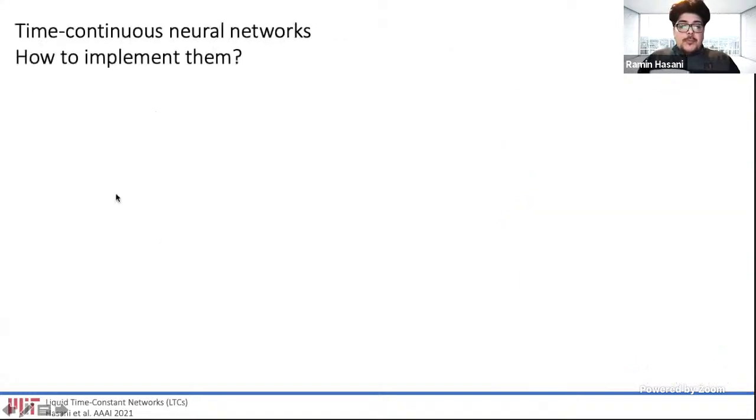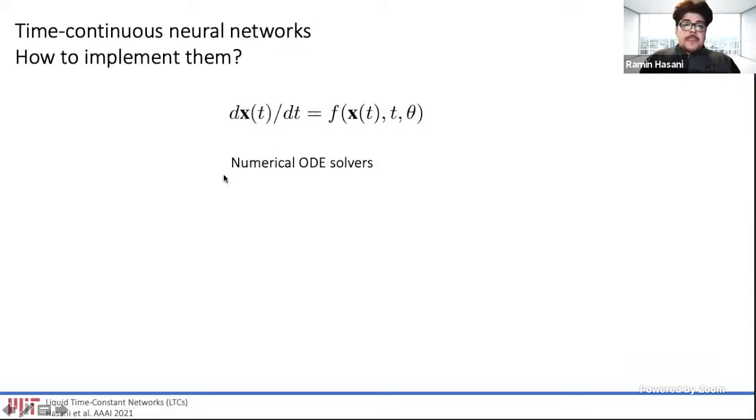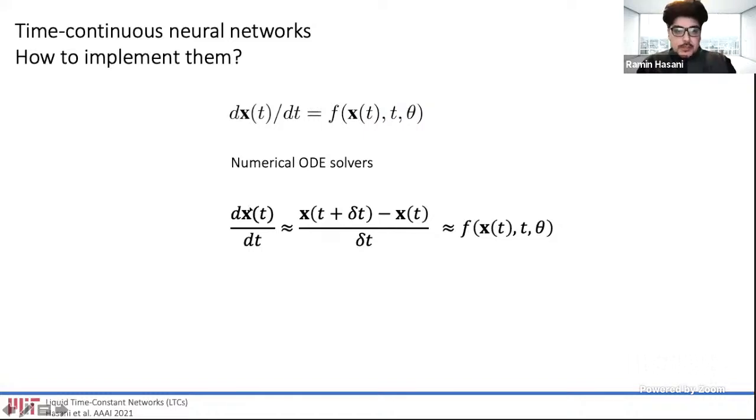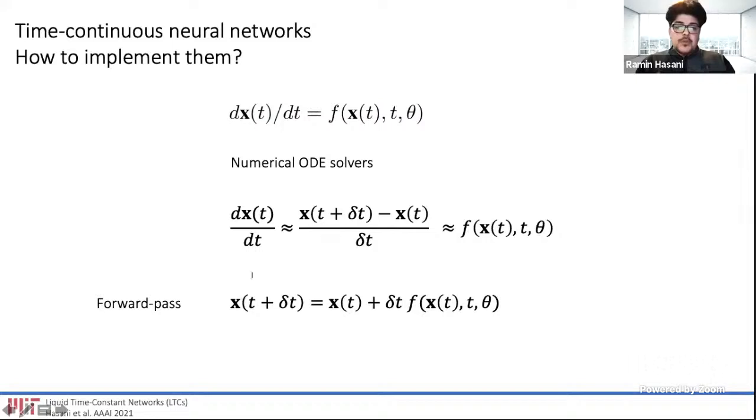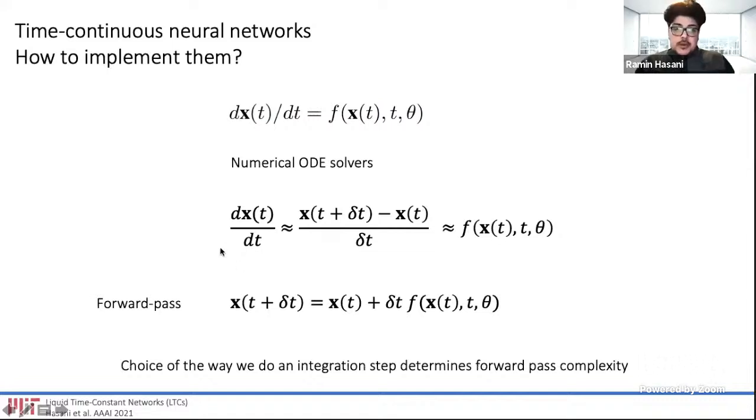So how do we implement these time continuous neural networks? Given a neural network described by this differential equation, we can take advantage of numerical ODE solvers. We can write the equation and approximate the next value, for example, with an explicit Euler discretization. Then we can get the next value based on this differential equation by defining this delta t. This is called a forward pass. A forward pass computes the next value given the current state and the current inputs to the system. The forward pass can be identified by any type of numerical integrator or ODE solver, so the numerical choice of the ODE solver identifies the forward pass complexity.